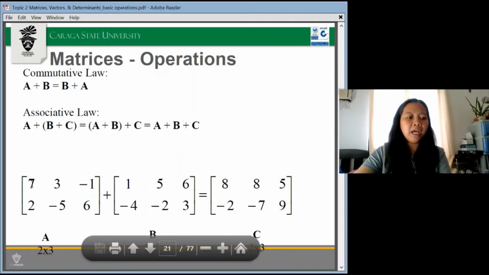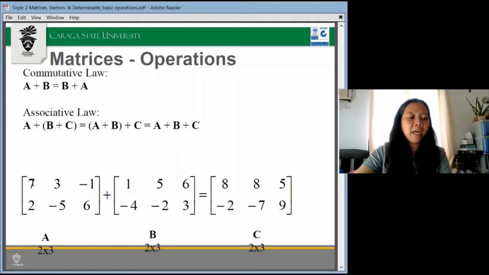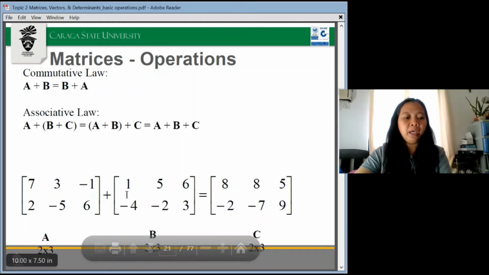So the element A11, 7, is added to the element B11. A11 plus B11, A12 plus B12. So 7 plus 1 is 8, 3 plus 5, you have 8. Then negative 1 plus 6, you have 5. And this goes on for the remaining elements of matrix A and matrix B.